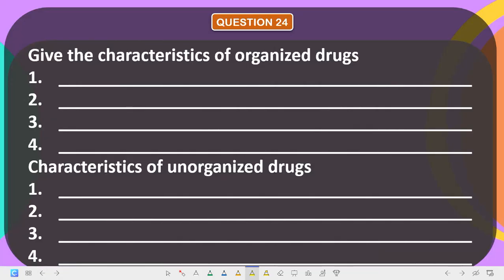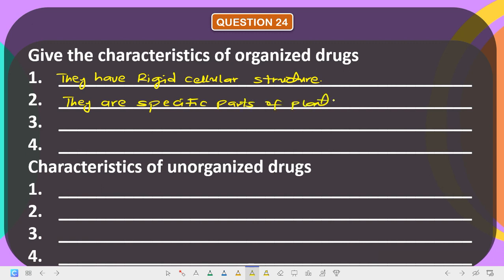Give the characteristics of organized drugs. One, they have rigid cellular structure, like the stomata, etc. They have all these trichomes and the rest. Number two, they are specific parts of plants and animals.